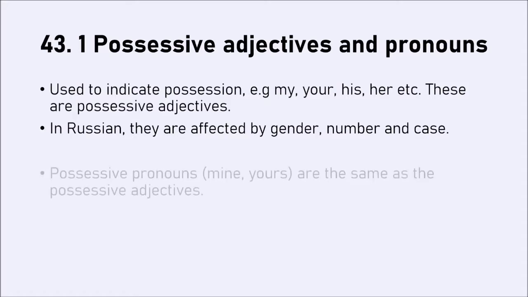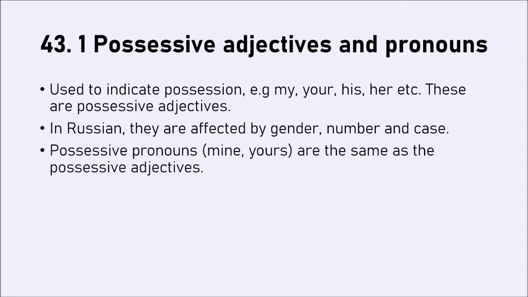Now, we also have possessive pronouns, and these are words like mine and yours. This is not the same as an adjective. Remember that a pronoun replaces a noun. So you can say it's mine, but you can't say it's my. You can say my house, but you can't say mine house, okay? In Russian, though, we do not differentiate between the two. We use the same words. That, of course, is good news.